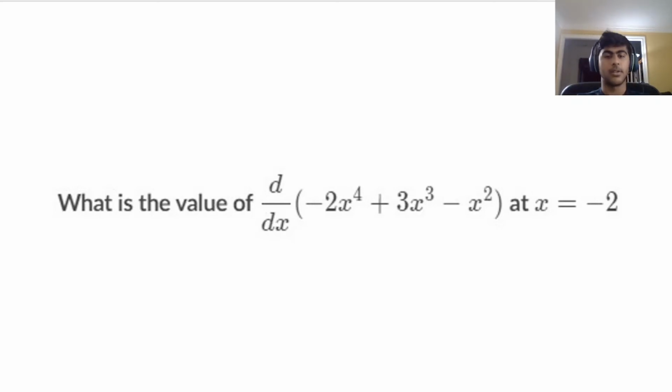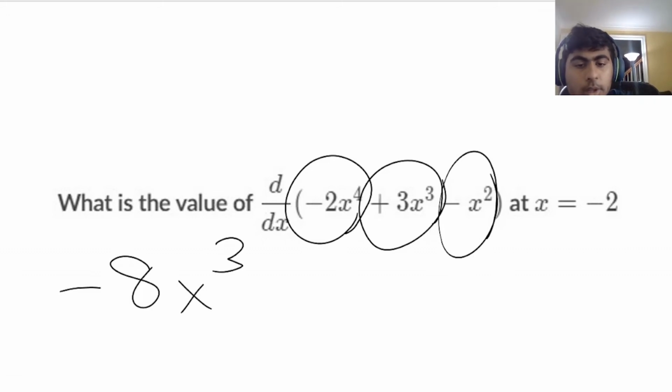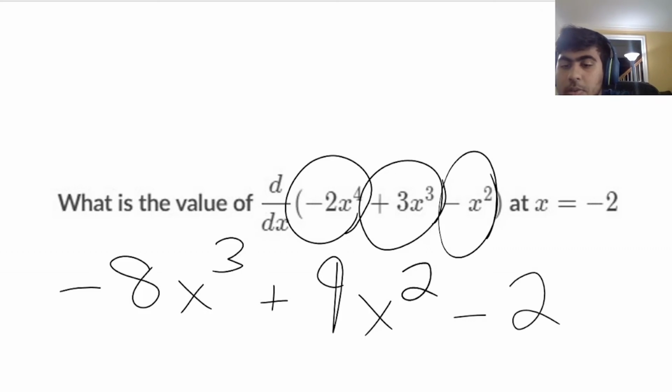Alright, so we have this polynomial. To find the derivative of it, we can just split it up into its separate parts. So we have one part here, another part here, another part here. Take the derivative of all those, we get negative 8x cubed plus 9x squared minus 2x. Then we just plug in minus 2 as x.